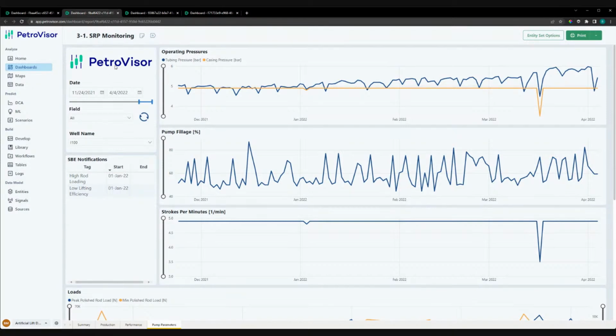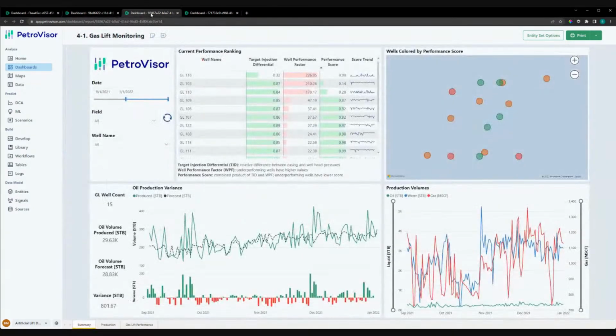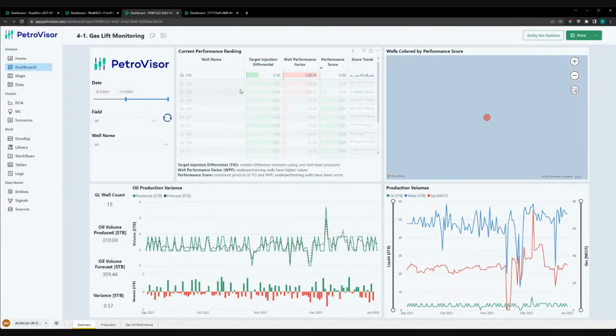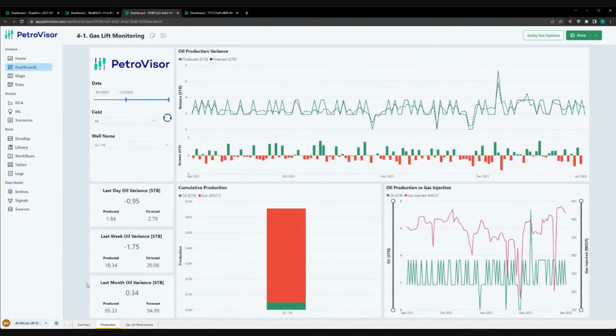So the next one we'll dive into is gas lift. Again, very similar. We're looking at performance factors, and I can see that there is an issue here in both the differential, but also the performance factor is looking like this one well is not performing to our expected. All right. Again, jump into production for that one well.